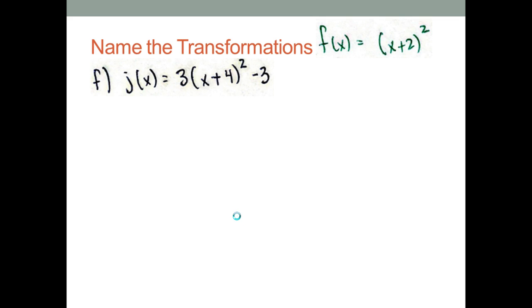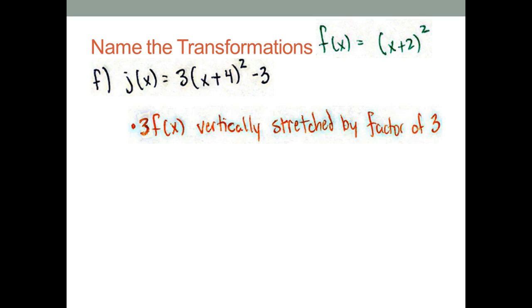So let's take a look at example F, or j of x. There are definitely things happening here. You see the 3 is changed. It's no longer a +2, it's a +4, and I have a -3 at the end. So if you want to double check, you can pause the video and see if you can name these 3 transformations.